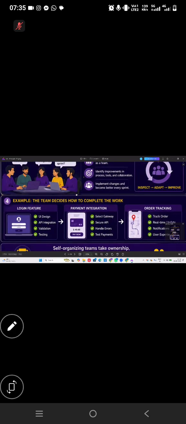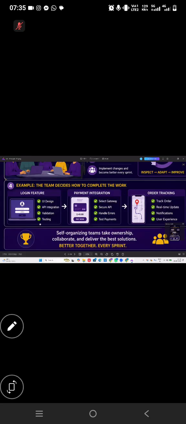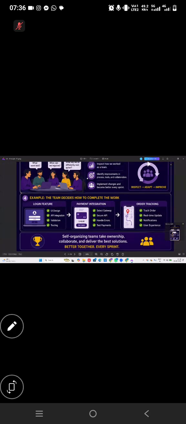The team decides what needs to be delivered, let's say login page functionality, payment integration, order tracking, based upon the priorities and execution. When the teams are self-organized, they can take ownership and collaborate together. They deliver the best possible solutions. In each and every sprint, the team collaborates together and delivers the best output.